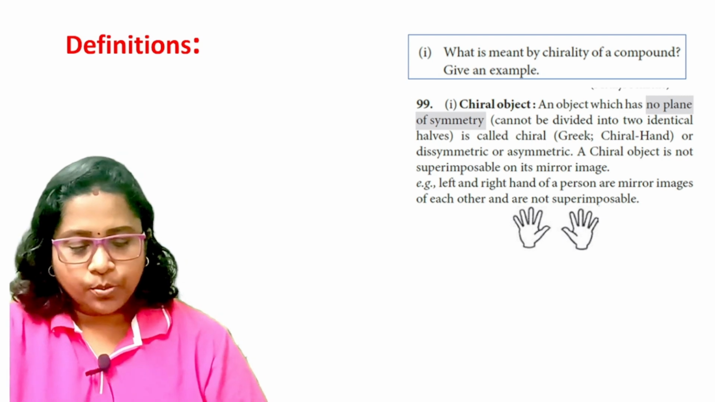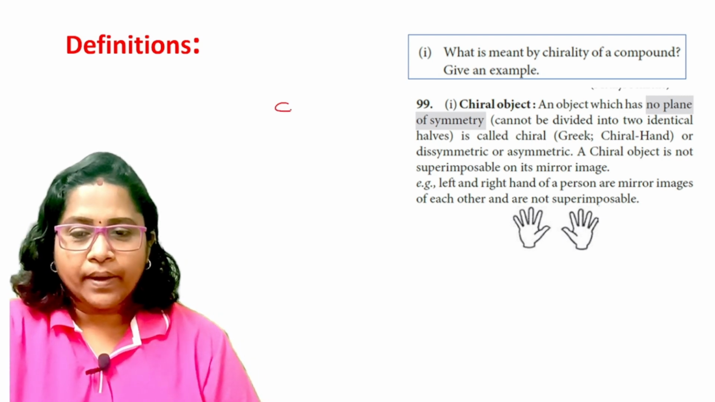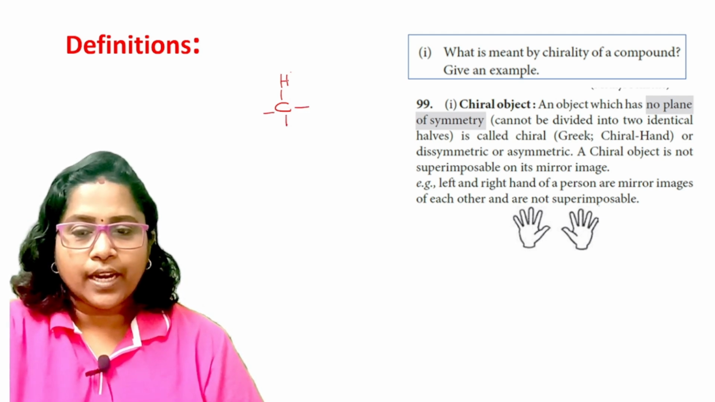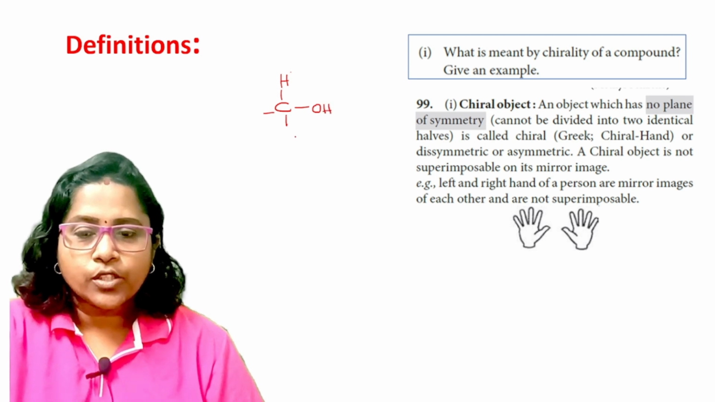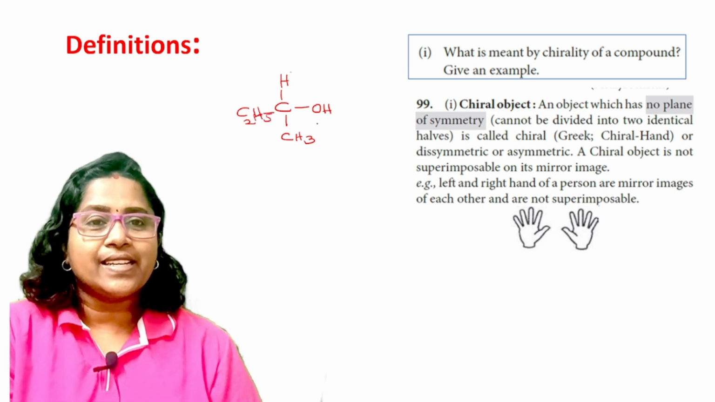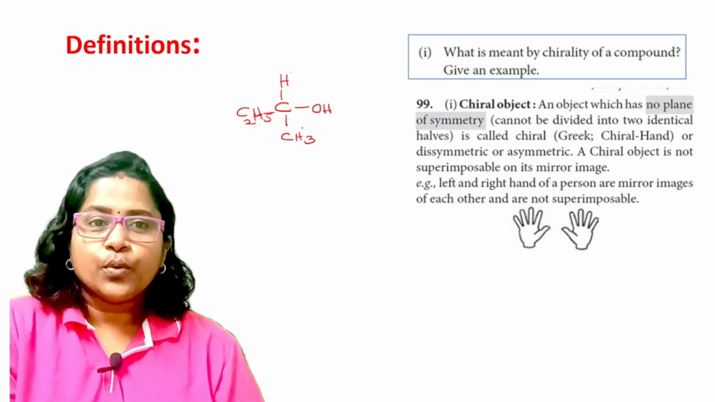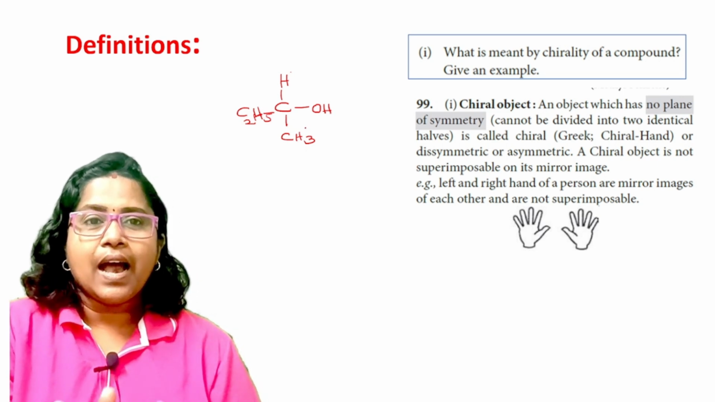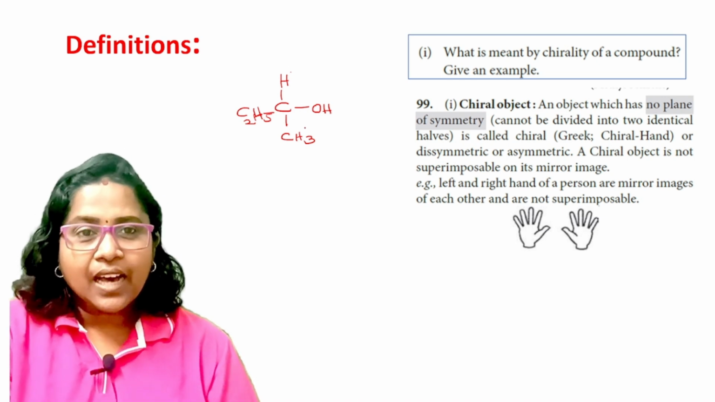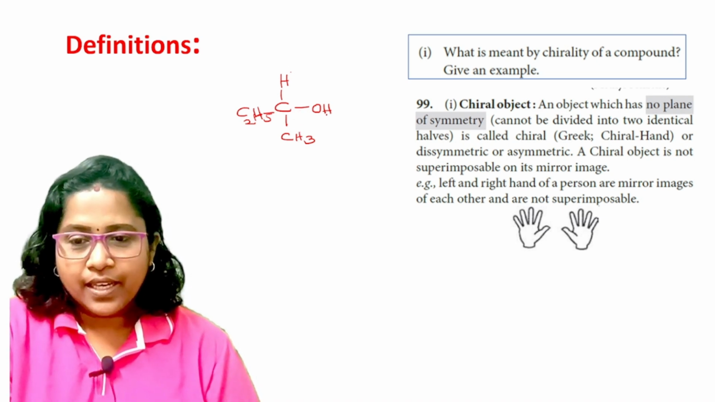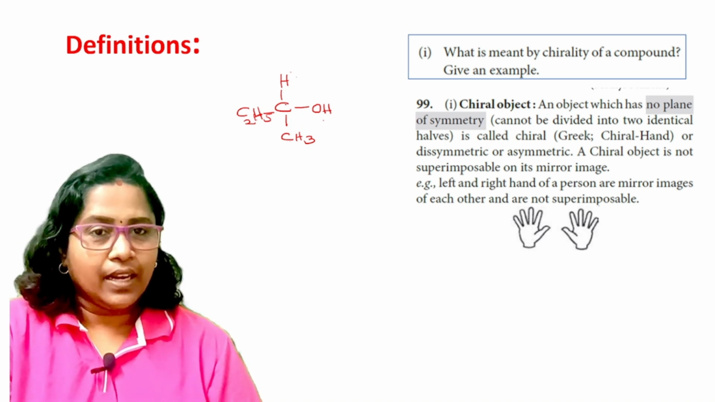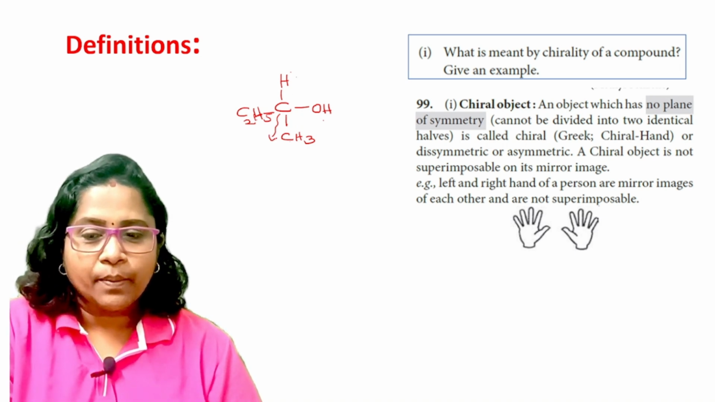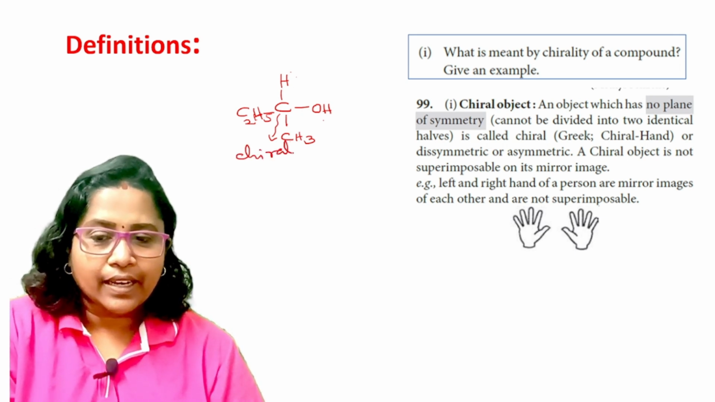Okay, let me explain. We know the valency of carbon, right? What is the valency? Four. Suppose here I am attaching hydrogen, here an OH group, here an alkyl group CH3, and here C2H5. See, the four substituents are entirely different, correct? So if four atoms are of different types, that carbon is called a chiral carbon. This is a chiral carbon.